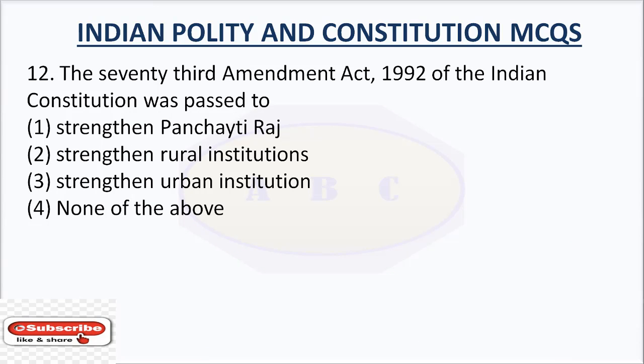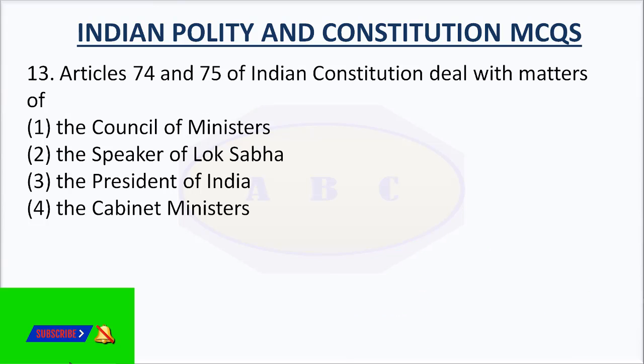Question number 12. The 73rd Amendment Act 1992 of the Indian Constitution was passed to option number 1, strengthen Panchayati Raj, option number 2, strengthen rural institutions, option number 3, strengthen urban institutions, option number 4, none of the above. The answer is strengthen Panchayati Raj.